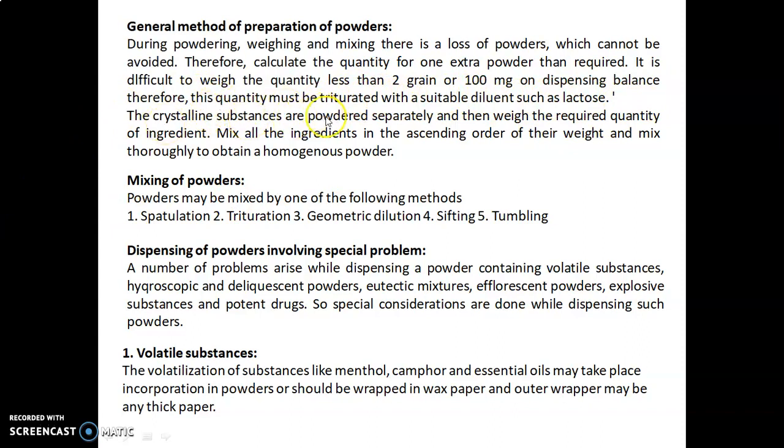The crystalline substances are powdered separately and then weigh the required quantity of each ingredient. Mix all the ingredients in the ascending order of their weight and mix thoroughly to obtain a homogeneous powder. Mixing of powders: powders may be mixed by one of the following methods, that is spatulation, trituration, geometric dilution, sifting and tumbling.